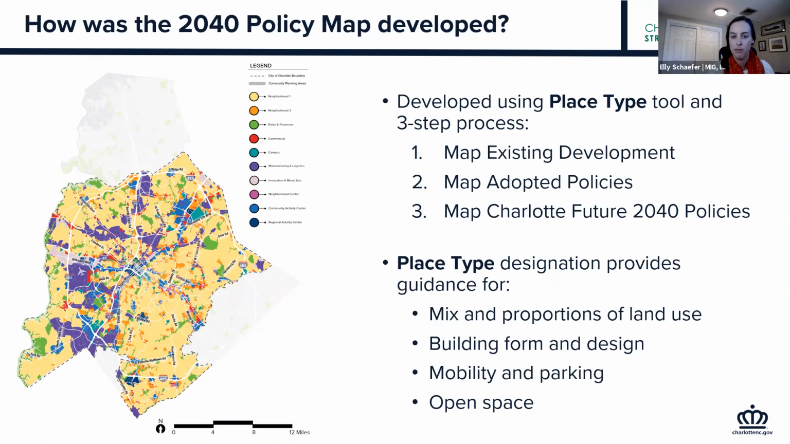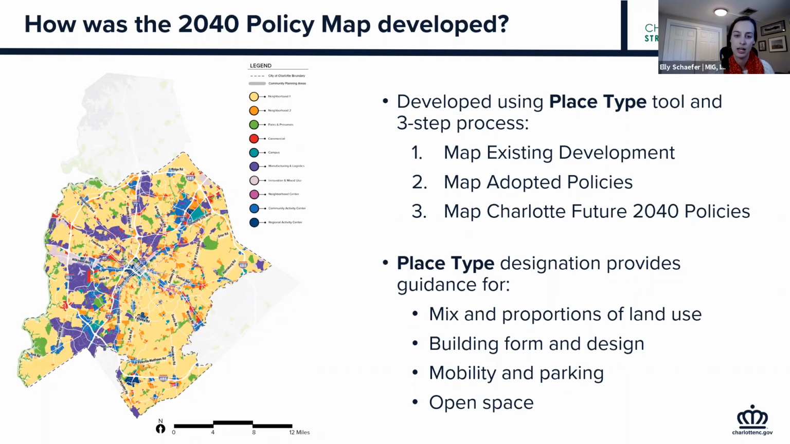So the 2040 policy map was developed using a new tool called place types and followed a three-step process. Place types are a new classification system to organize patterns of development. They are not zoning districts. Place types are more complete and holistic than the city's current classification system, which is called future land use. So place types provide guidance for the mix and proportions of land use, building form and design, mobility, and open space.